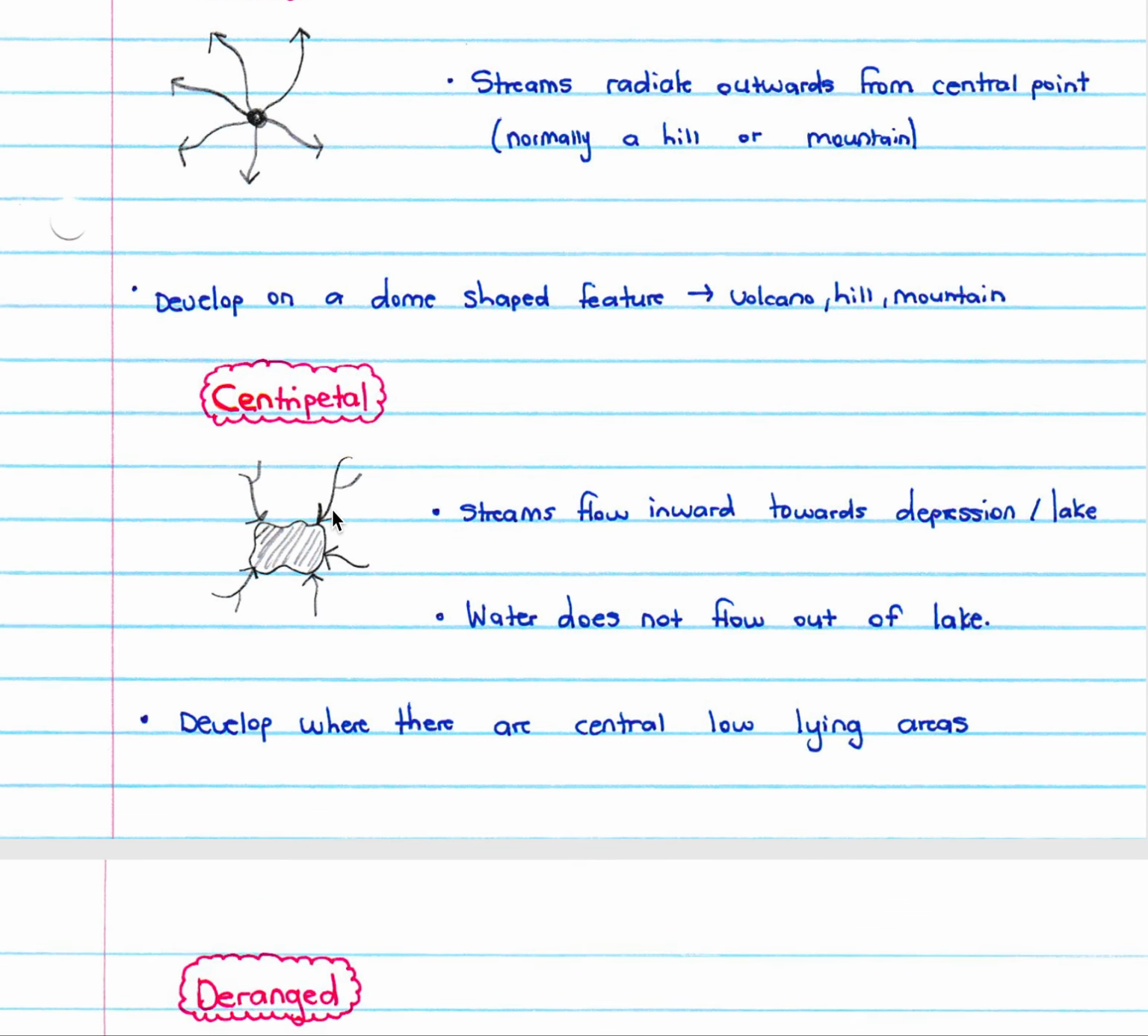Then we look at centripetal. Centripetal is the opposite of radial, where it flows inwards towards a point instead of outwards. The stream flows inwards towards a depression or a lake. The water does not flow out of the lake, it sits here. This is higher lying land than the lake, and therefore water flows down but cannot flow up. And these develop where there are central low-lying areas.